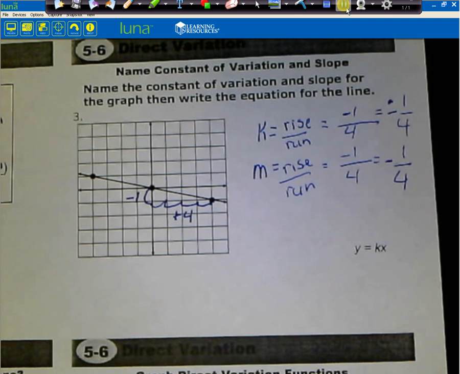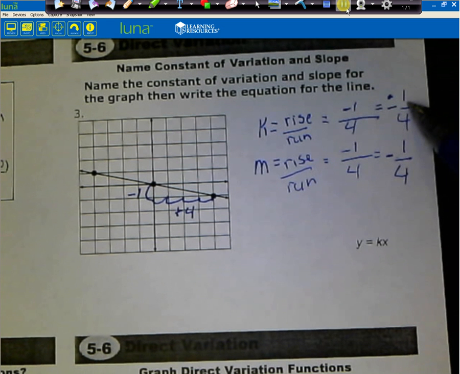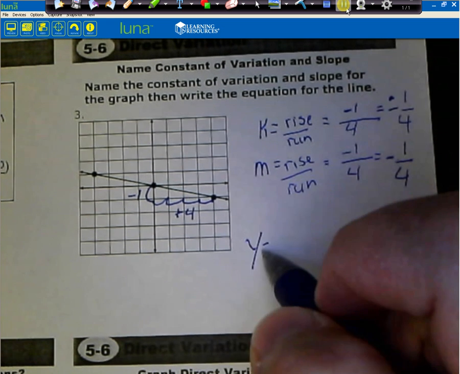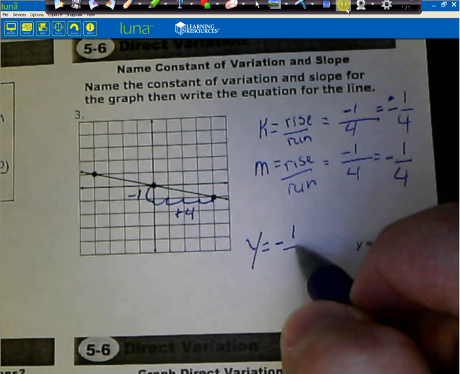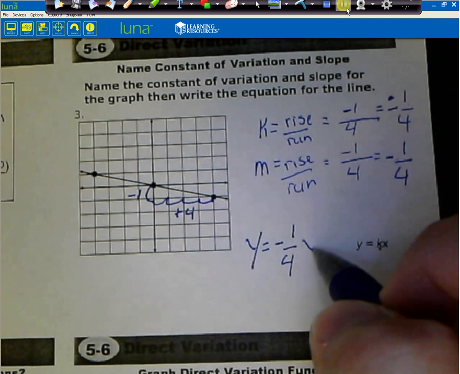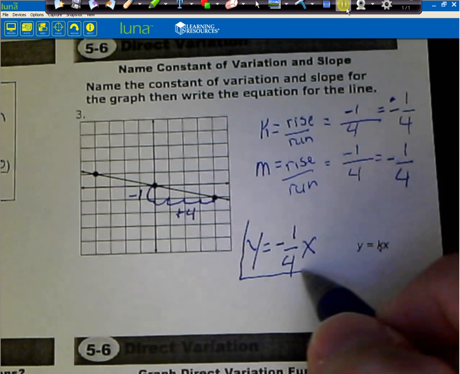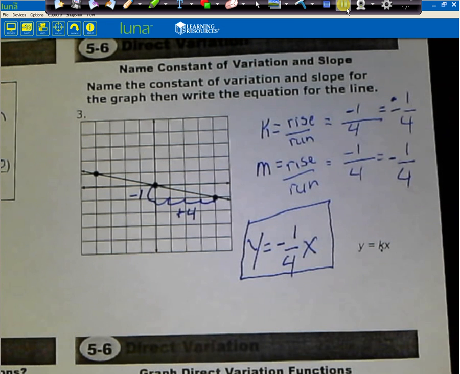That was the first thing they asked. Now they want us to write an equation, and again it's y equals kx, so I'm going to put in negative 1/4 for my k right here. So I'm going to say y equals negative 1/4 x. And there's my equation for that line. Go ahead and make sure you have all that written down before you move on.